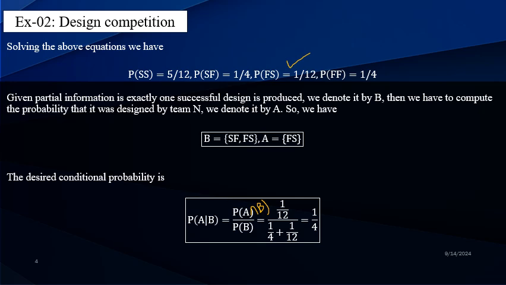And what is the probability of B? It will be the sum of the probability of Sf and Fs. The probability of Sf, you can see, is 1 by 4. The probability of Fs is 1 by 12. So 1 by 12 divided by 1 by 4 plus 1 by 12. And if you compute it, what is the final value? 1 by 4. This is the final value.